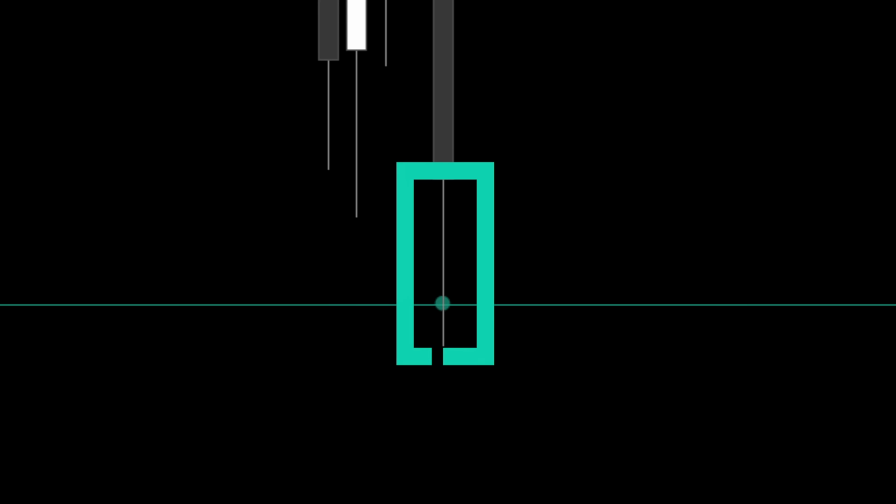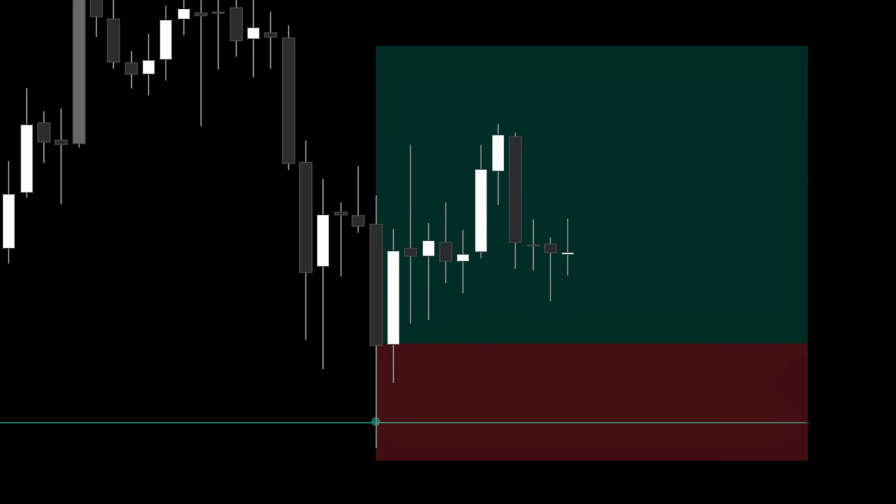Zoom in on those levels and you'll spot something subtle but powerful. Small circles that occasionally appear when price taps into a zone but doesn't close beyond it. This wick rejection is a key signal. It suggests the level is holding, and it's often the perfect moment to consider a trade.